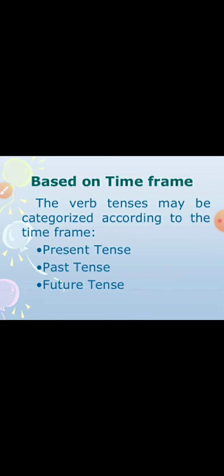Now, based on the time frame, we have categorized tense in three main types. Number one is present tense, number two is past tense, and number three is future tense. I'm sure you must have heard these names earlier as well. Present tense, past tense, and future tense.